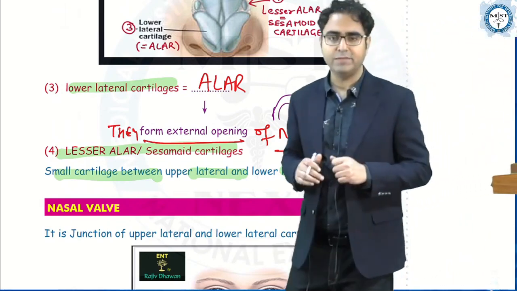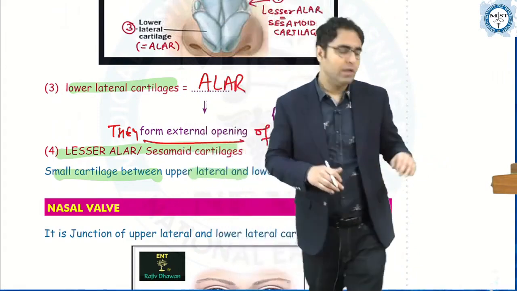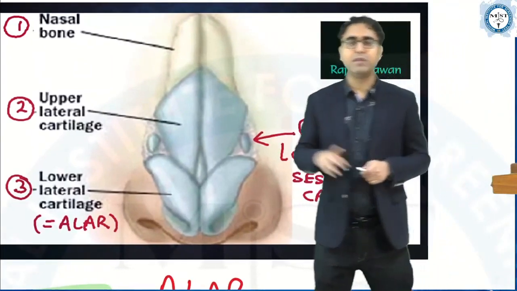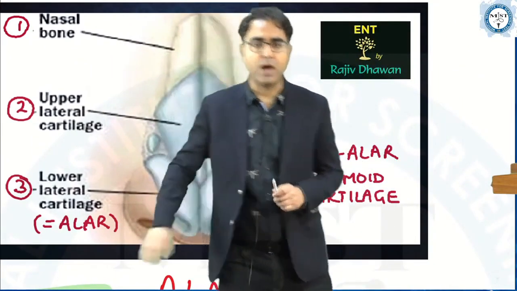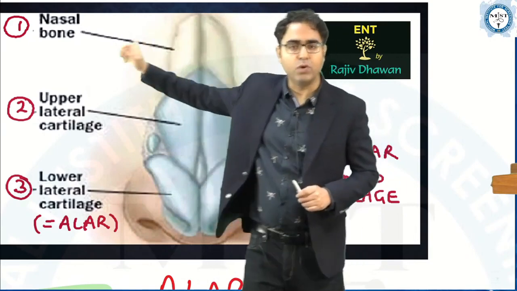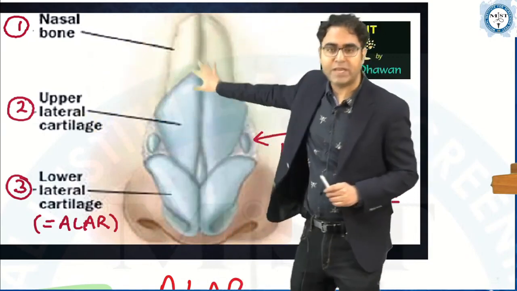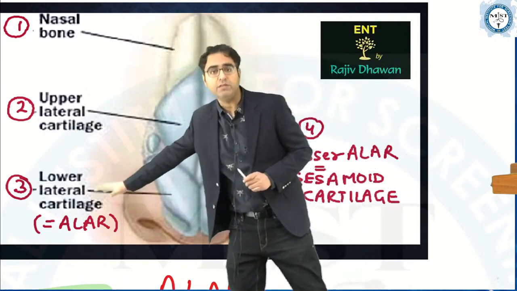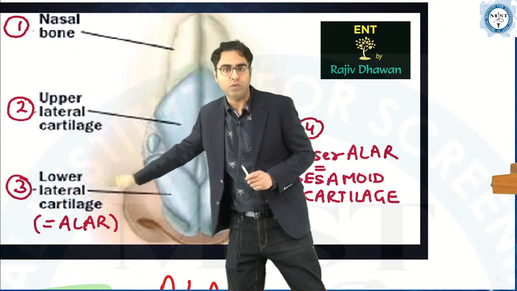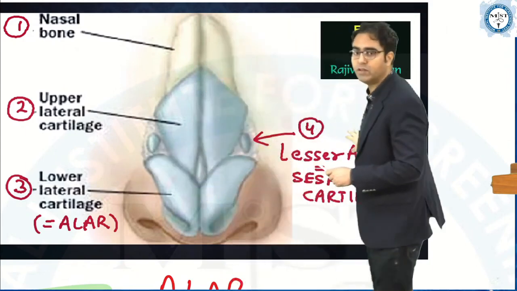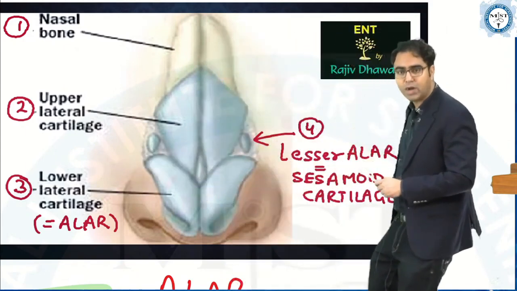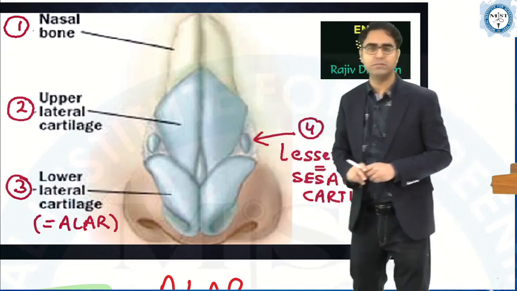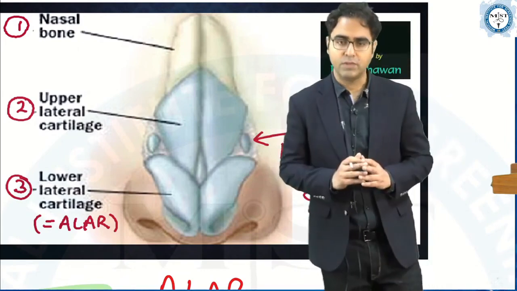Okay, fine. Let's revise once again, beta. Now this picture describes everything. External nose is made of 4 paired structures. Number 1, nasal bones. Number 2, upper lateral cartilages, the major chunk. Number 3, lower lateral or alar cartilages, they form the external opening of nose. And number 4 is lesser alar or sesamoid cartilages. These are small cartilages between upper lateral and lower lateral cartilages. That's the external nasal framework. Okay?